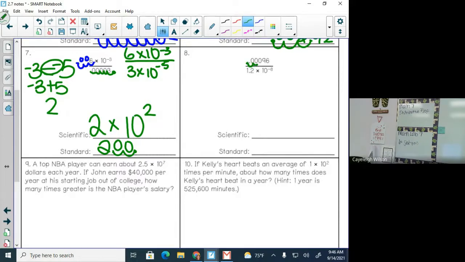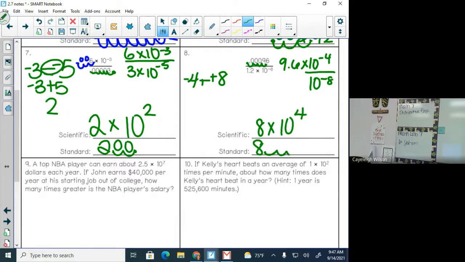Alright, so 1, 2, 3, 4. So that's 9.6 times 10 to the negative fourth. So I'm gonna do 9.6 divided by 1.2. I got 8 times 10. And then this is divided by 10 to the negative 8. So it's gonna stay on the top with that first figure. So negative 4 minus negative 8. So that's negative 4 plus 8, which is 4. So then that's 8 and 1, 2, 3, 4. Times that. 80,000.